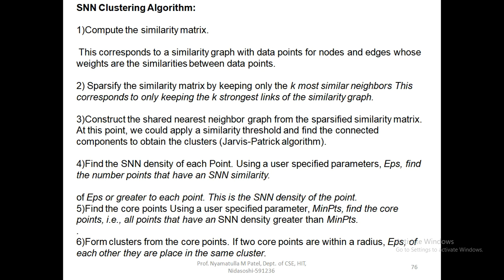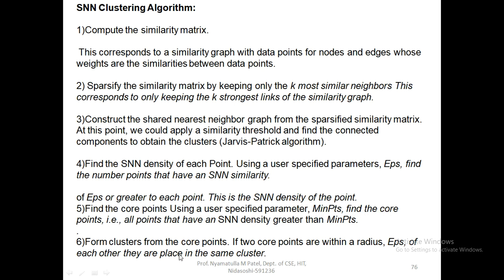Then find the core points using a user specified parameter. So, here I need to find the core points. How are we going to find them? By using a user specified parameter. For example, you have studied the definition of core points, border points and noise points. If I want a particular point to be a core point, then it should have some minimum number of points. So, given the minimum points, find the core points, that is all the points that have an SNN density greater than minimum points.